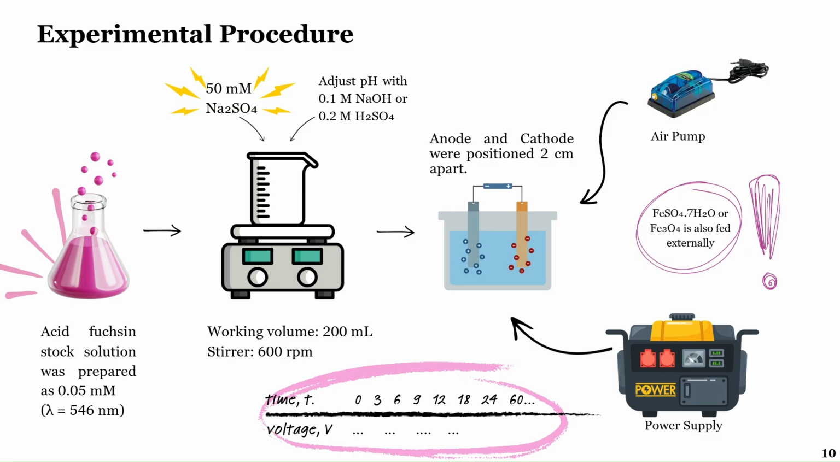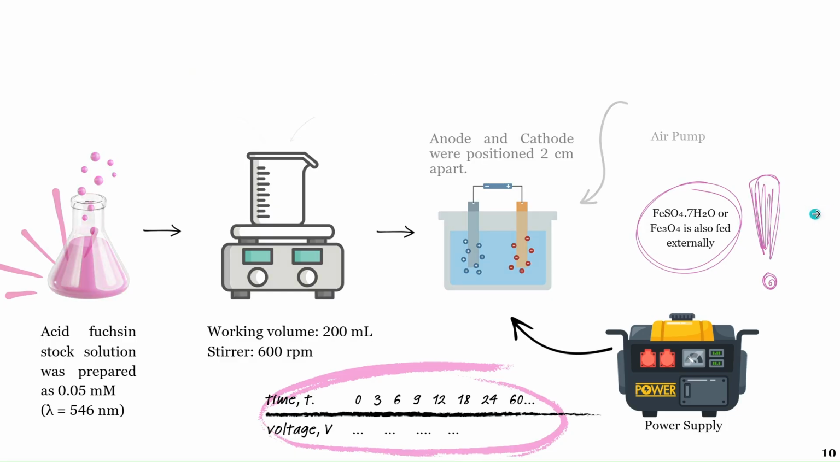All experiments were conducted in a 250 ml glass reactor containing 200 ml of 0.05 millimolar acid Fuchsin solution and 50 millimolar sodium sulfate as a supporting electrolyte. The pH was adjusted to 3 using dilute sodium hydroxide and sulfuric acid solutions. A BDD anode and a carbon felt cathode were arranged in a parallel configuration and connected to a direct current power supply. The experiments were performed under constant current conditions ranging from 50 to 500 mA with continuous magnetic stirring to ensure homogeneity. Compressed air was introduced 5 minutes prior to each experiment and maintained throughout to provide oxygen gas, and periodic samples were collected for color and COD analysis.